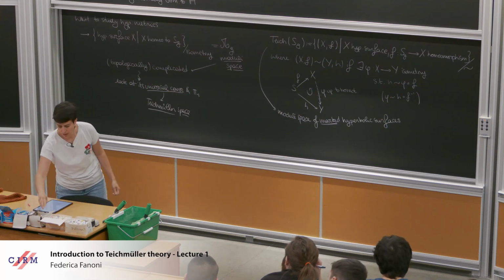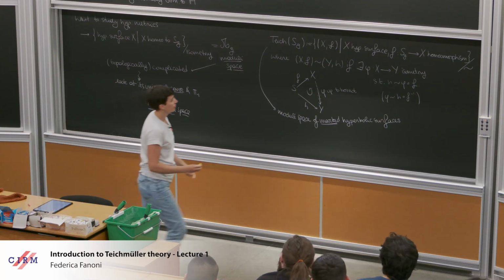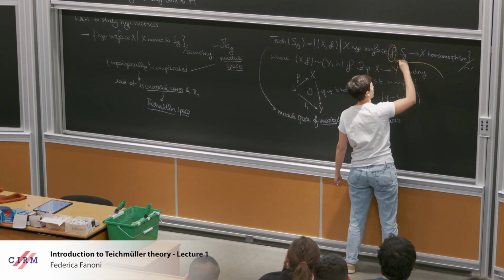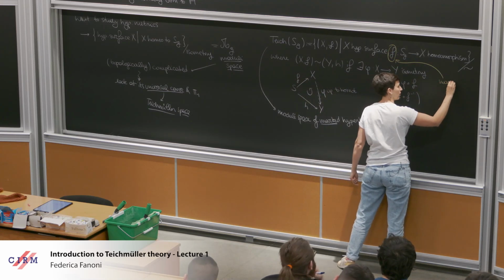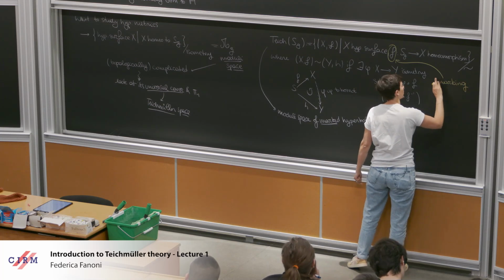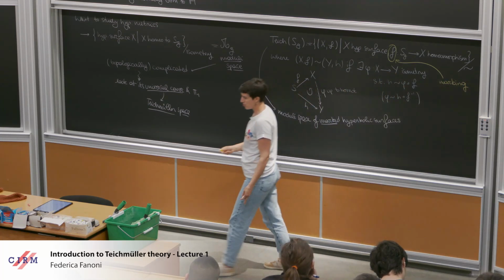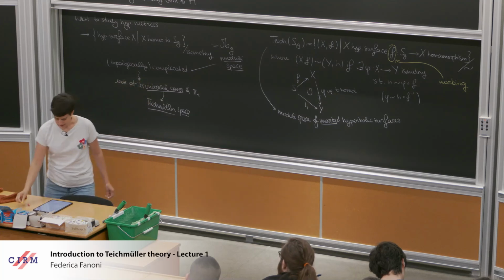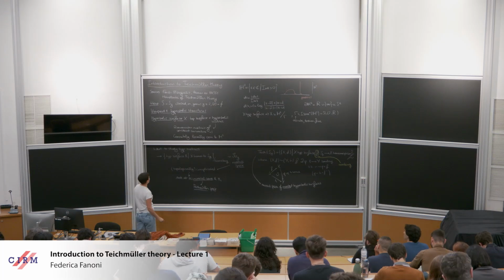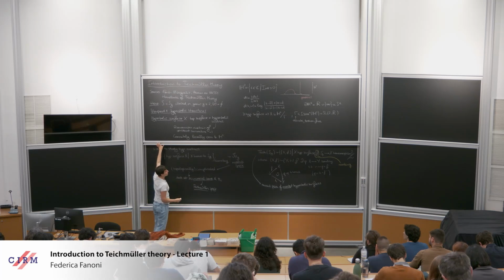So this map F here is what is called the marking. Okay, so once I have this map, I can tell you which part of the surface is which in absolute terms. Okay, let me give you a couple of examples.